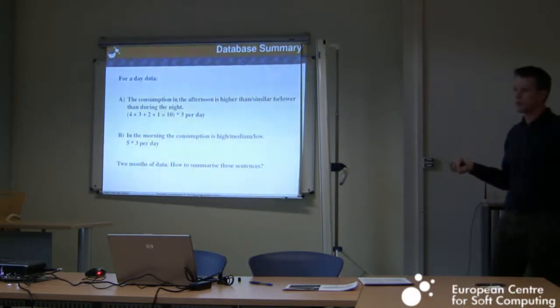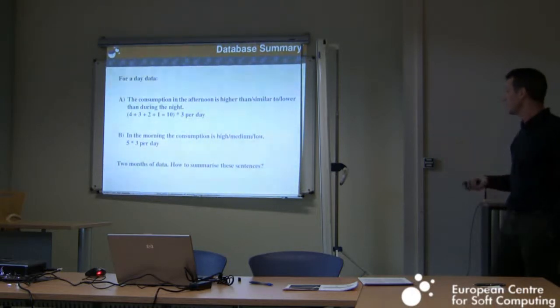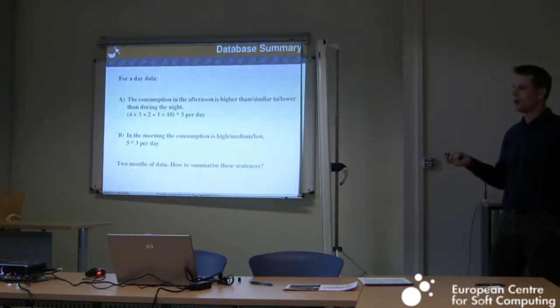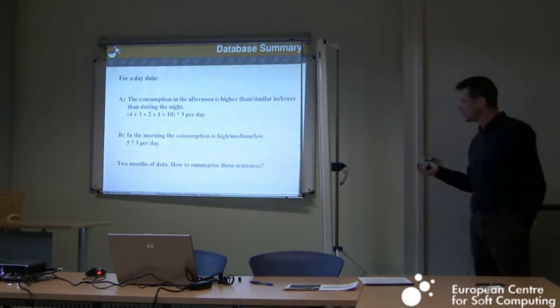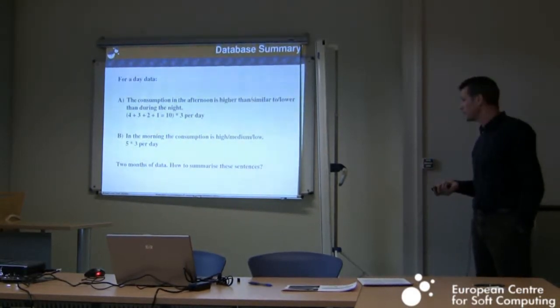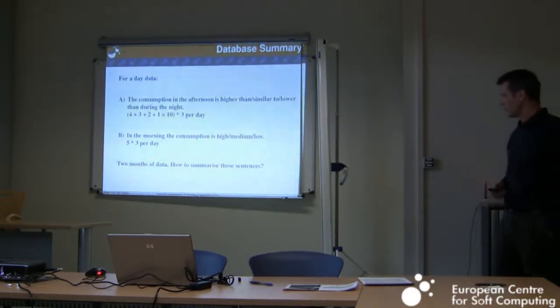And for the other situation, we have 5 different intervals, morning, and so on, and 3 different labels, low, high, and medium. So that's 15 sentences. Now, this is for a day. But we have 2 months of data in the invoice, which is sent every 2 months. So that's about 60, 70 days of data. How to summarize this?